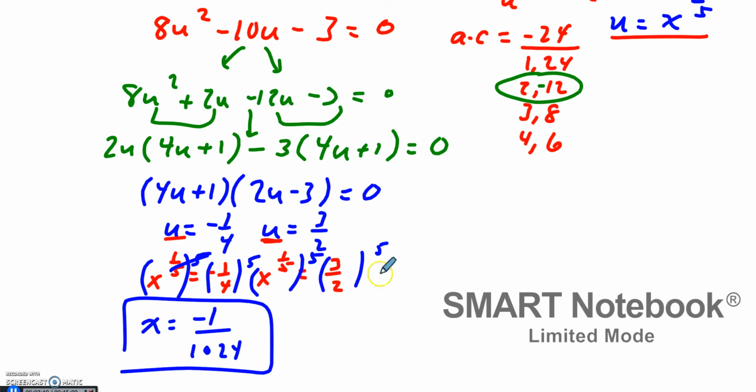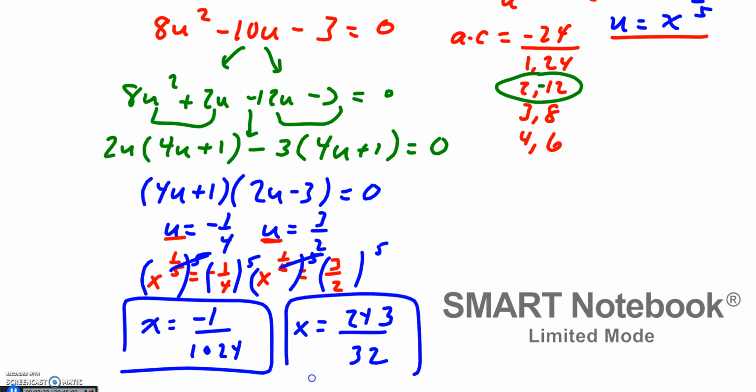The second answer, if I raise both of these to the 5th, then these inverses cross out, and you're left with x equals 3 to the 5th over 2 to the 5th. So 2 to the 5th is 32, and 3 to the 5th is 243. Writing your answer as a fraction is perfectly reasonable. If you took both of these answers and plugged them back into the original problem, they both do work. My suggestion to do that would be changing them both to decimals and plugging the decimals into the original problem.